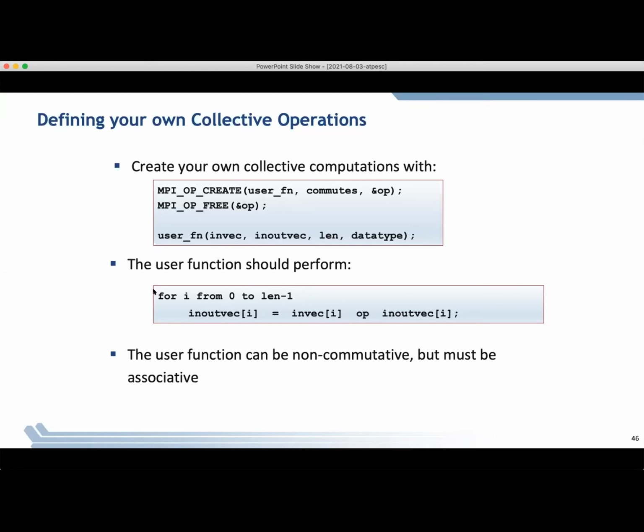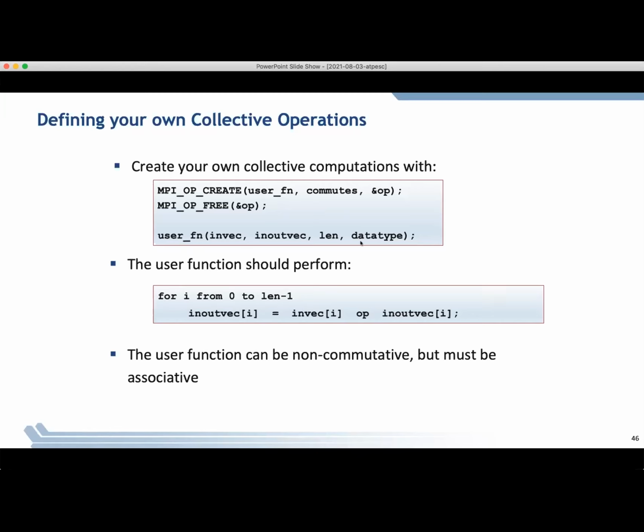And so this is essentially what the user function should do: it should take the input data, apply the operation to it, and return it into the in-out vector. User functions can be non-commutative, but they must be associative. This just gives the implementation information it will use in order to apply the operation so that it returns the right answer.